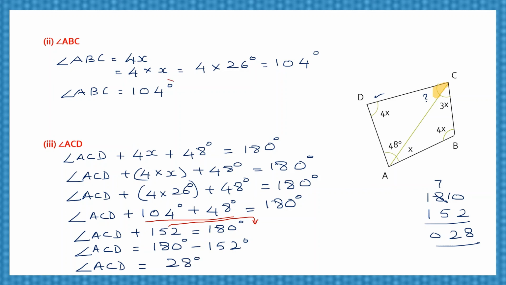So here we found out the value of angle ABC, which is 104 degrees, and angle ACD, which is 28 degrees. So with that, children, we come to the end of today's class. We'll continue the remaining part of this exercise in the next video. Thank you, children.